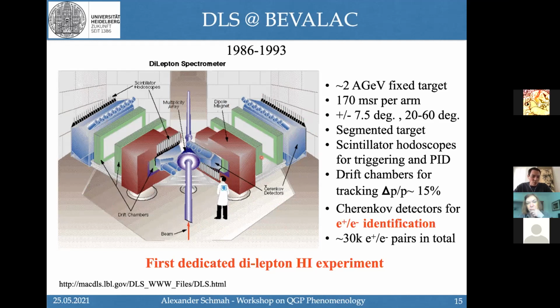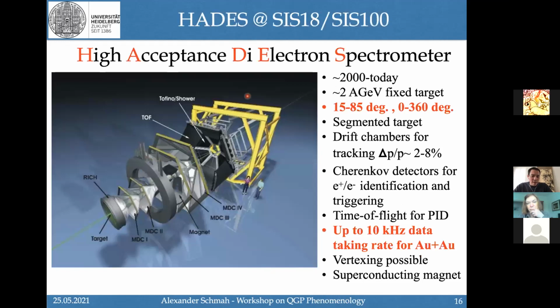As you see, this was a two-arm spectrometer, so the acceptance was quite low. The electron and positron had to go into the two arms at the same time in this direction. And the readout rate was relatively low. So in total, they got only 30,000 electron-positron pairs, but this was actually enough to get some first dielectron spectra.